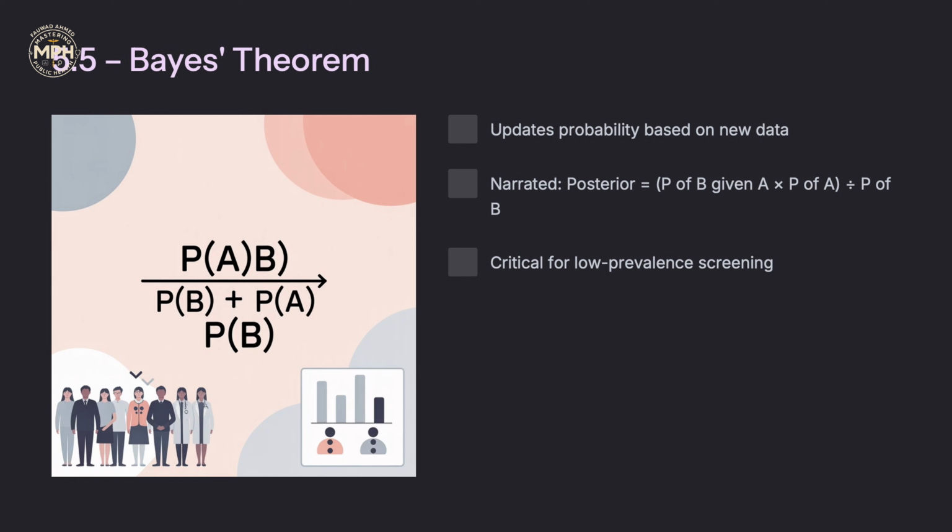It's especially useful in clinical testing. For example, what's the chance a person actually has a disease after testing positive? Bayes' theorem reminds us that context matters. A positive result in a low prevalence setting may still have a low probability of being correct.